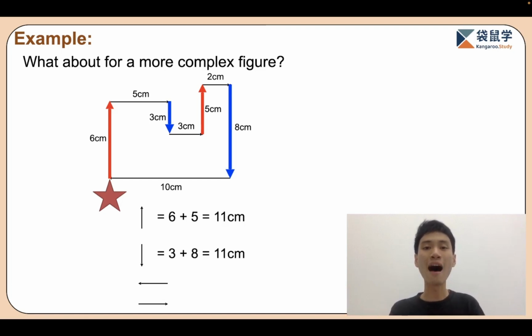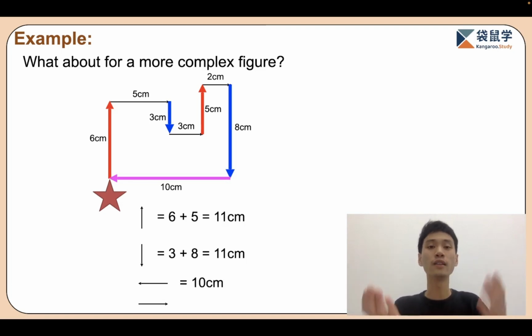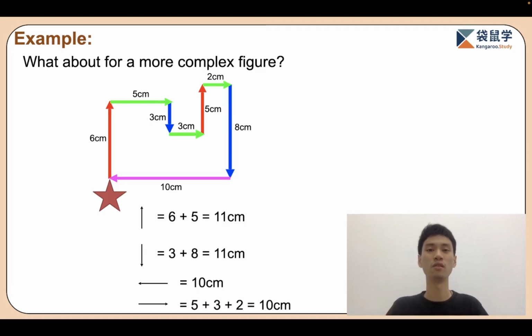Now, what about the sides going left? Well, actually, there's only one, right over here in pink. And the length of this leftward direction is 10 centimeters. Lastly, let's take a look at all the sides going right. And we see 3, here, here, and here. And if we add up these side lengths, what do we get? 5 plus 3 plus 2, which is 10 centimeters.